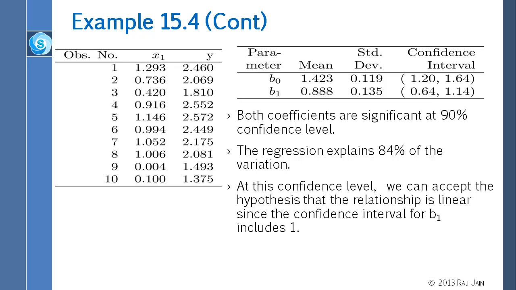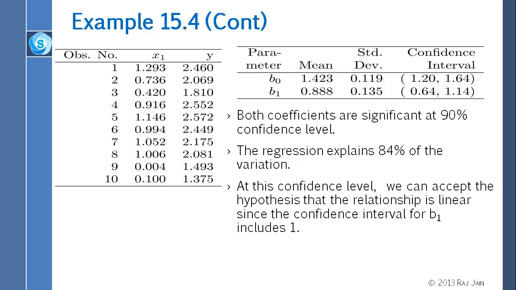This is the mean, this is standard deviation, this is the confidence interval. So none of these are 0. That's good. Now both coefficients are significant at 90%. Regression explains 84% of the variation, which is okay. I mean, can't complain too much. At this confidence level, we can accept the hypothesis that the relationship is linear since the B1 includes 1.